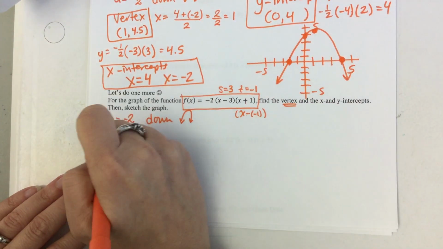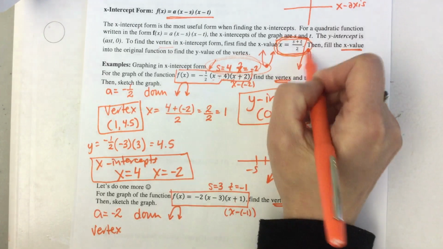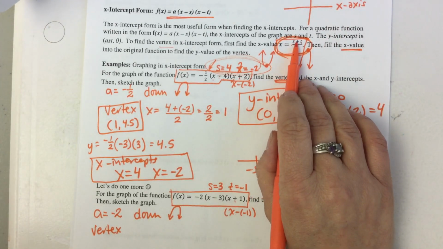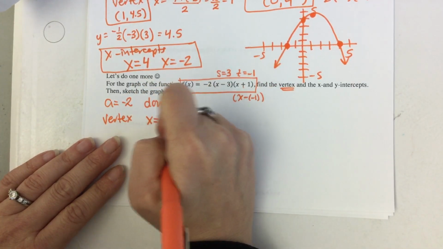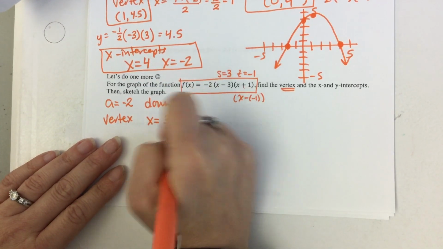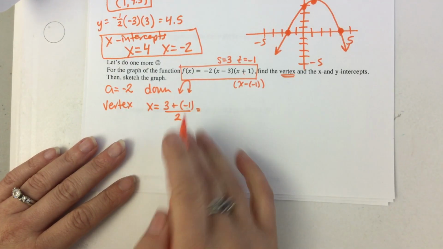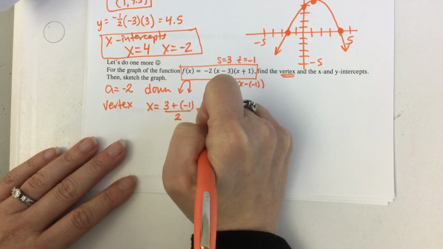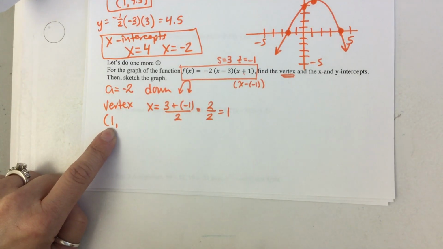Now when I go to try and find a vertex, it says to find the X, you take S plus T and you divide it by 2. So X equals S, 3, plus T, -1, divided by 2. 3 plus -1 is 2, over 2 is 1. So my vertex, the x value is a 1.